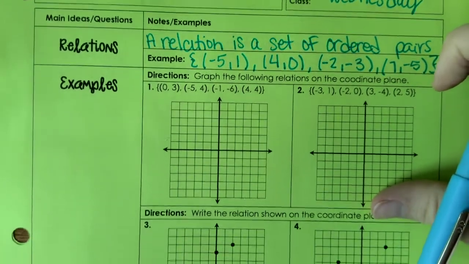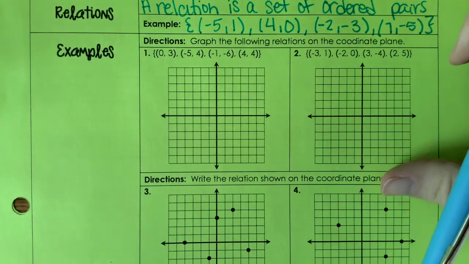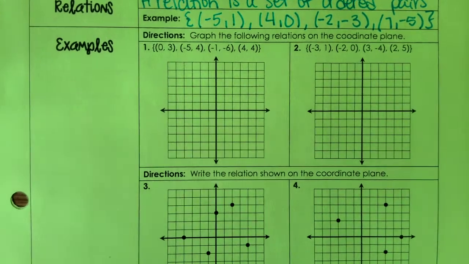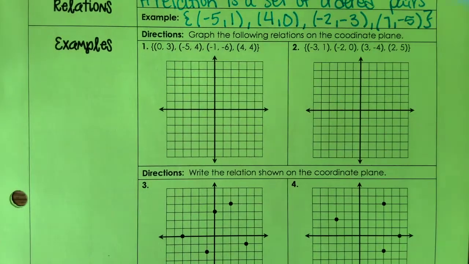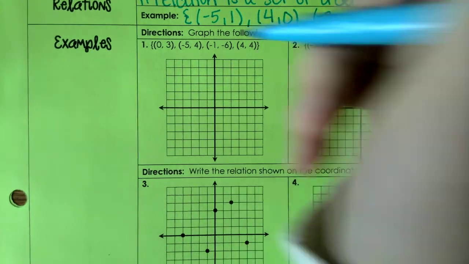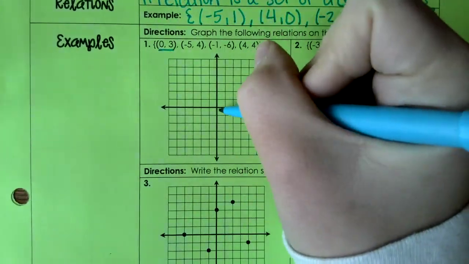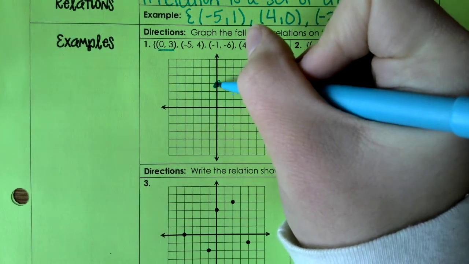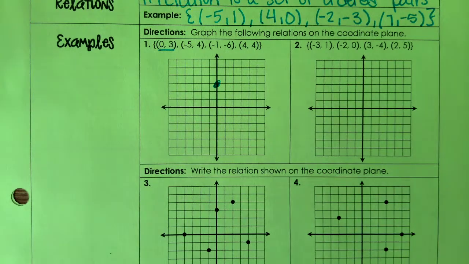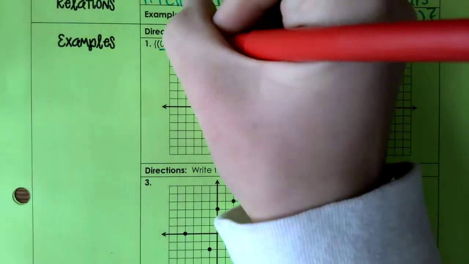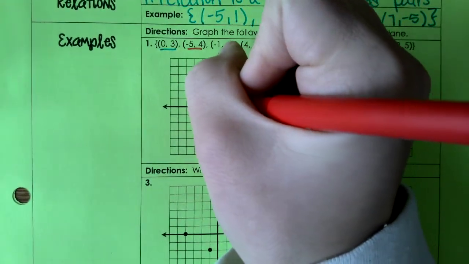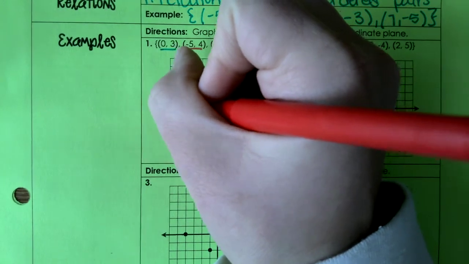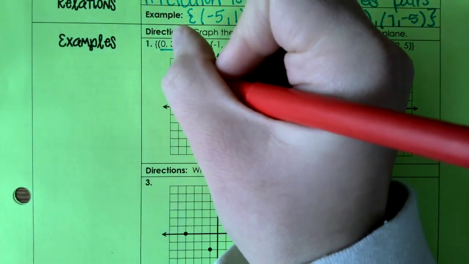Okay? Well, we have some examples of a relation. So what I'm going to do is I'm just going to go through and graph these points. So (0, 3): I don't move left or right at all, but I move up 1, 2, 3. There's that guy. Then I have (-5, 4), so backwards 1, 2, 3, 4, 5, up 1, 2, 3, 4.